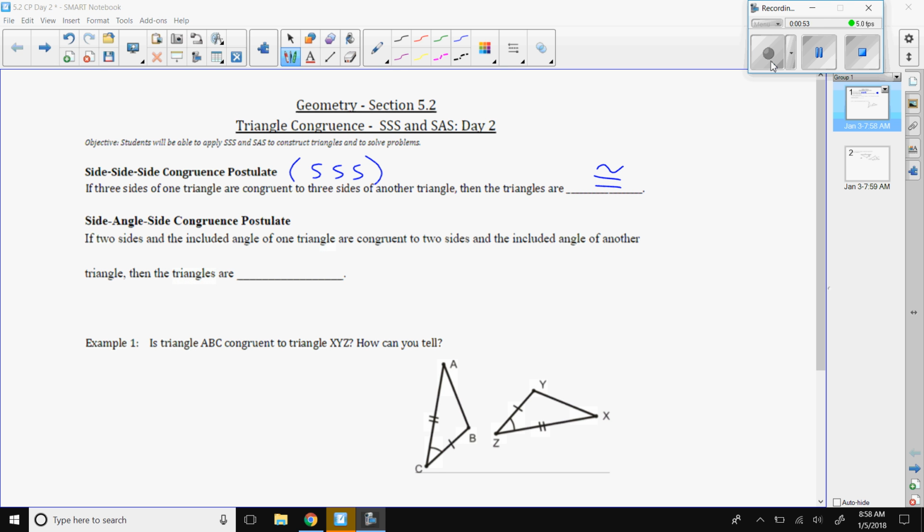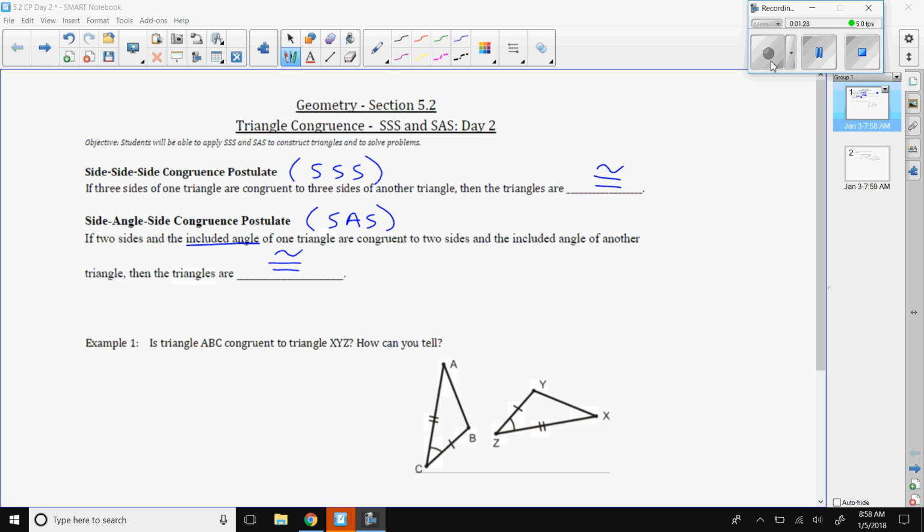And the second one that you investigated was that side angle side, or that SAS postulate, and that says that if two sides and the included angle, so that included angle is in between the sides, of one triangle are congruent to two sides and the included angle of another triangle, then those triangles are going to be congruent as well. Okay, so what we're going to look at is, can we tell if the triangles are congruent by these two postulates?